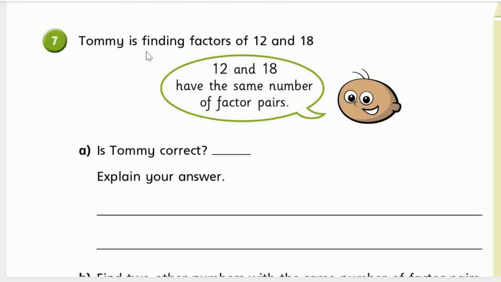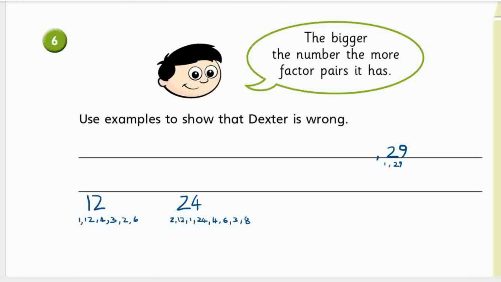Right, Tommy is finding factors of 12 and 18. 12 and 18 have the same number of factor pairs. Is Tommy correct? Okay, well, actually, we just did the 12 one here: 1, 12, 4, 3, 2, 6. Are there any other factors of 12? No, so that's 1, 2, 3, 4, 5, 6. 6 factors. Oh, I've got my rubber on, okay. 6 factors. Okay, and then I'll do 18 here.